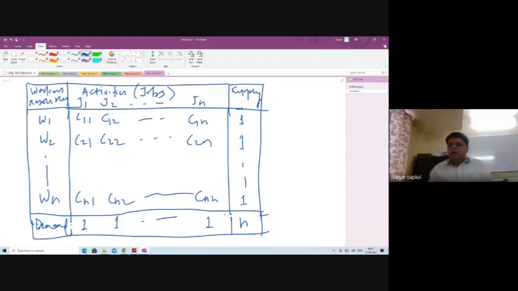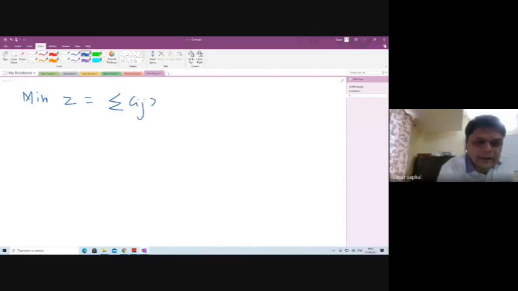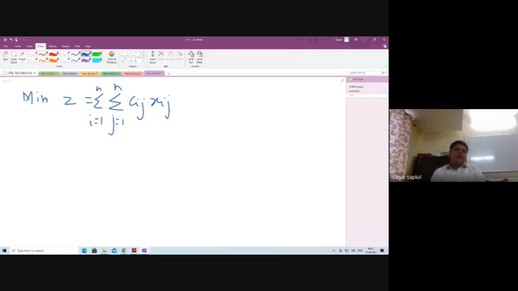Yes. Okay. Now we have to write the objective function. So our objective is to minimize or maximize or optimize. Say minimize or maximize Z equals double summation Cij Xij, where i runs from 1 to n and j runs from 1 to n. So the number of rows is n, the number of columns is also n. Subject to the constraints.